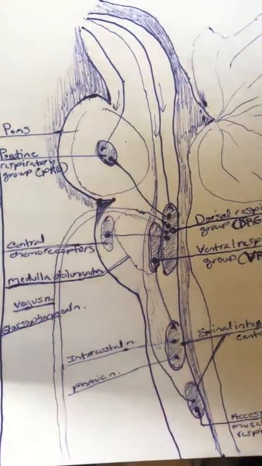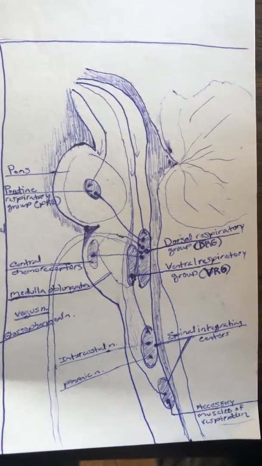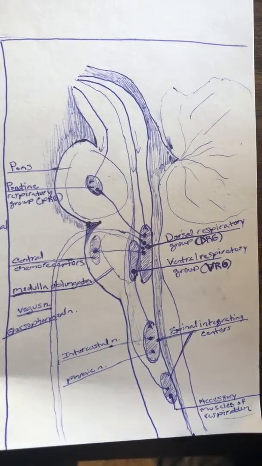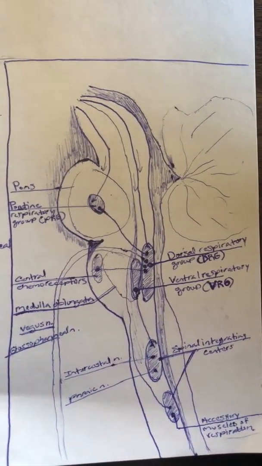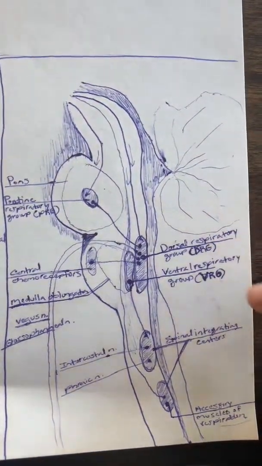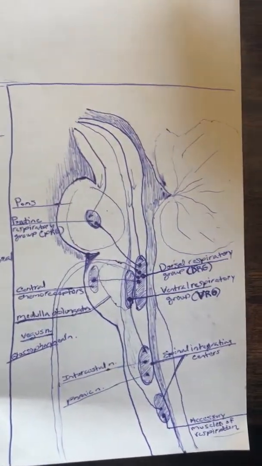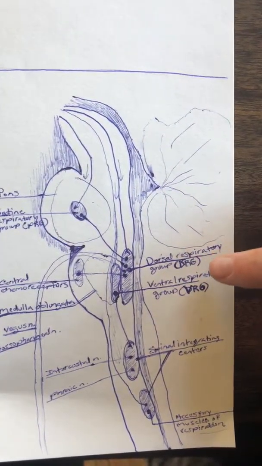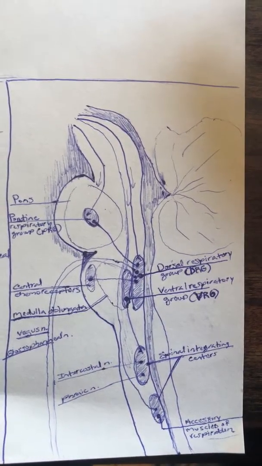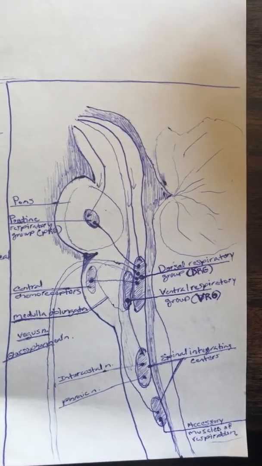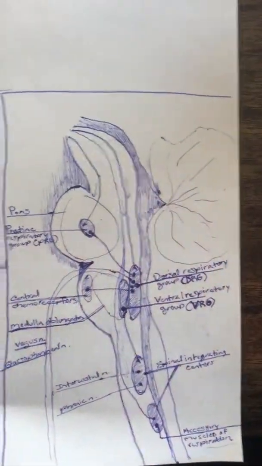Within this area, you're going to have 3 pairs of respiratory centers in the reticular formation of the medulla oblongata and the pons. There is going to be the ventral respiratory group, which is right here. You're going to have the dorsal respiratory group, which is within the medulla oblongata, and you're going to have the pons, the pontine respiratory group, which is the pneumotaxic center, which is within the pons.